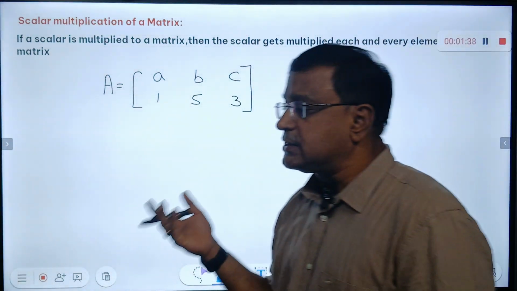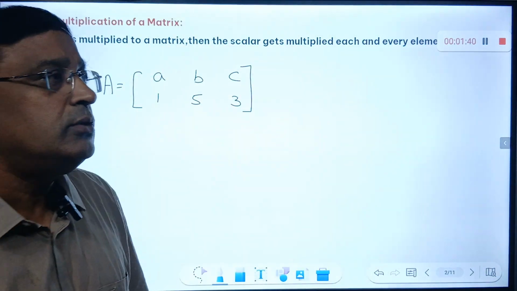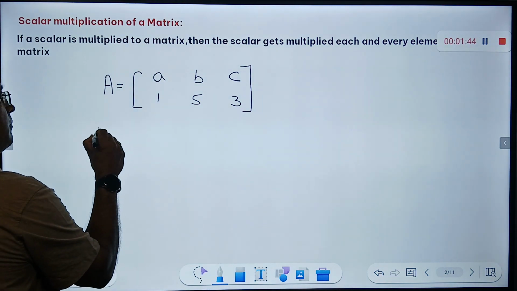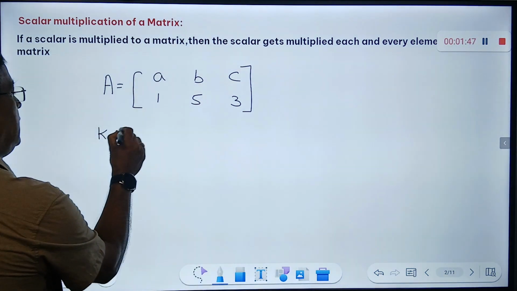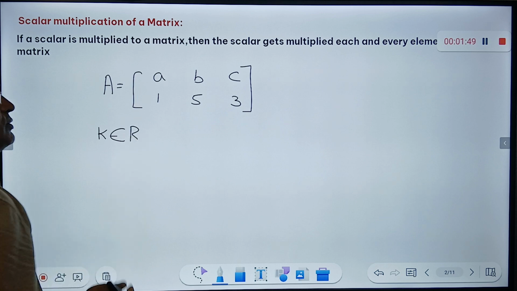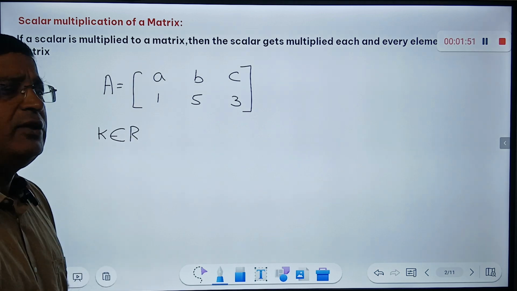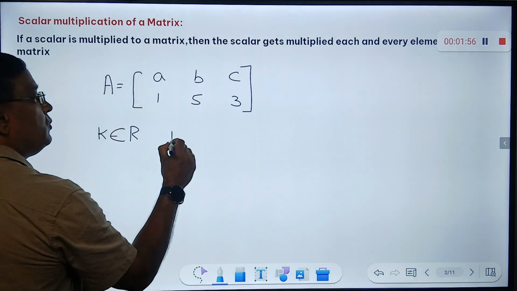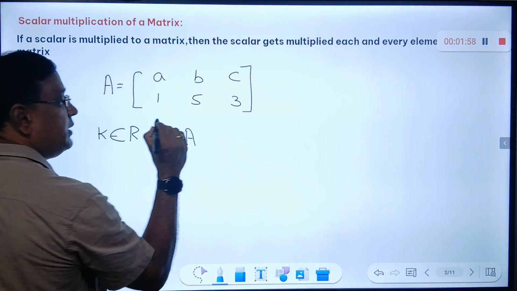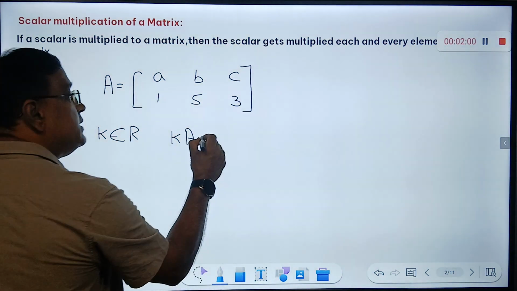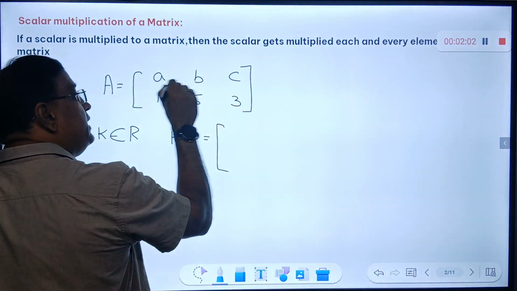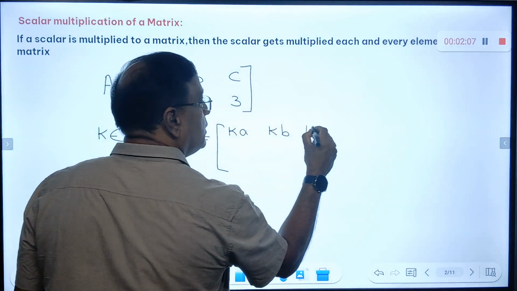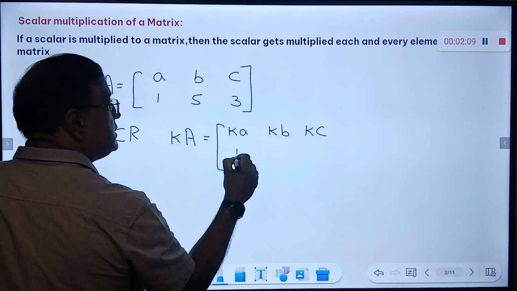Now, I take a non-zero scalar. Let me call it K. It's a real number, okay? K is a real number. K can be 2, K can be minus 1, K can be anything. It can be a fraction, but K is a real number. So if I multiply a scalar K with A, what happens is the scalar should get multiplied to each and every element of the matrix. See this? It should get multiplied to each and every element.